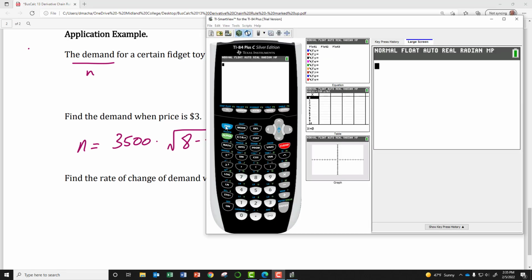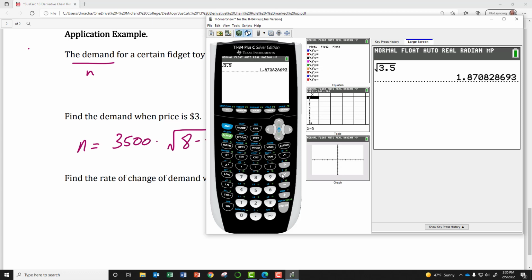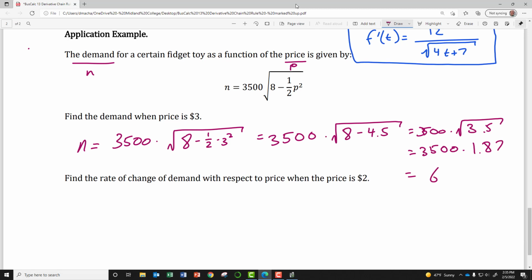So here we go. Square root of 3.5, 1.87. And so 3,500 times something a little bit less than 2 is a little bit less than 7,000. So times 3,500 is going to be 6,548. Okay. So that's the demand. All it is plugging in your price for P to get your demand.